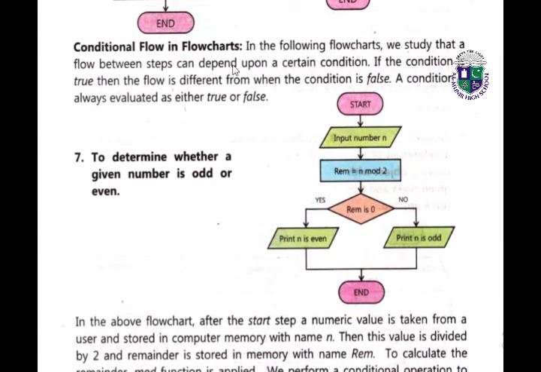Now we have the conditional flow in flowcharts. In the following flowcharts, we study that a flow between steps can depend upon a certain condition. If the condition is true, then the flow is different from when the condition is false. So look here, in decision making, we have 2 types of decisions, yes or no. So to determine whether a given number is odd or even, if it is no, then it will print that it is an odd number, and if it is yes, then it will print an even number. So it is a decision making flowchart, a conditional flowchart.